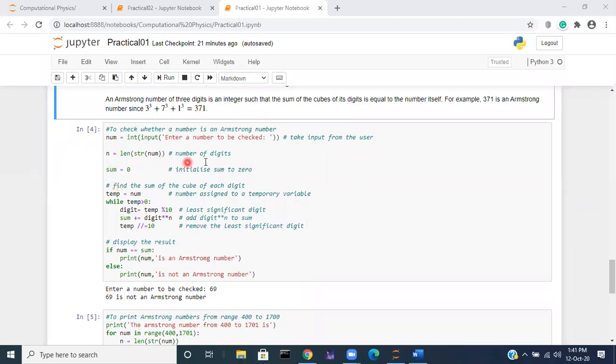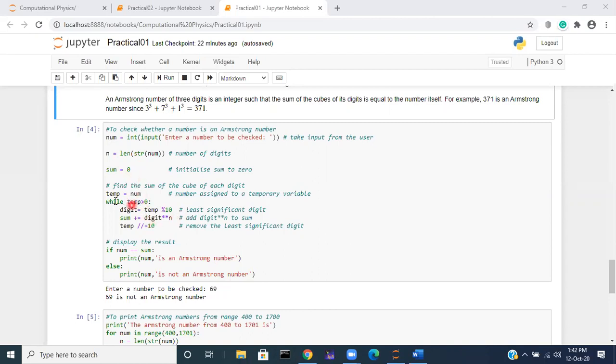Then in the next line, we check the number of digits in this number. How do we check the number of digits? First, we convert the number to a string, then we find the length of the string, that is, how many characters there are in the string. So we count the number of digits in this line. Next, a sum variable is defined and initialized to 0.